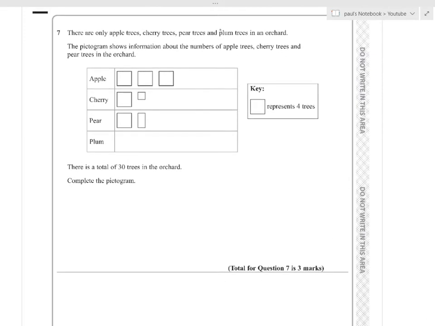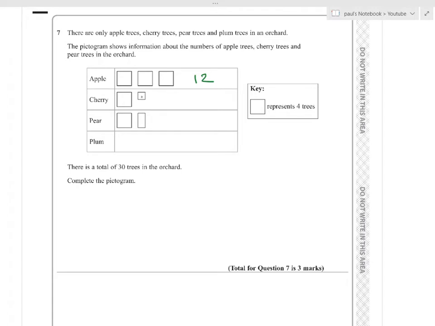Right. There are only apple trees, cherry trees, pear trees and plum trees in an orchard. That's enough, isn't it? The pictogram shows the information about the trees. This represents 4 trees. There's a total of 30 trees in the orchard. Complete the pictogram. So that's 4, so 4, 8, 12. So there's 12 apple trees.